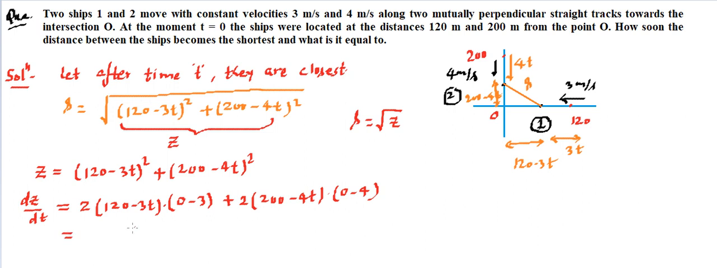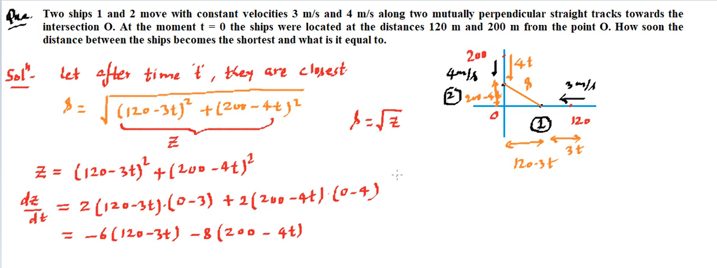If you simplify it, it's going to be minus 6 times (120 minus 3t), and minus 8 times (200 minus 4t). Can you see that? So that's going to be the value of dz upon dt. Now you know what to do.